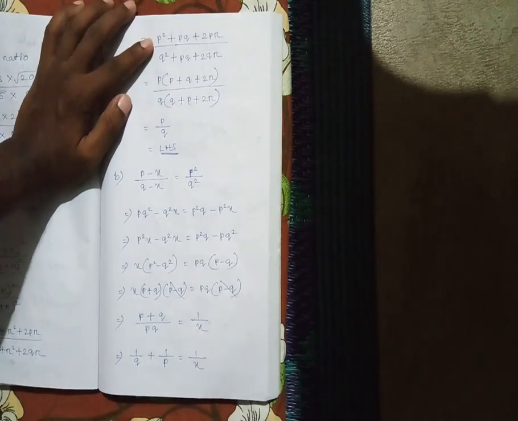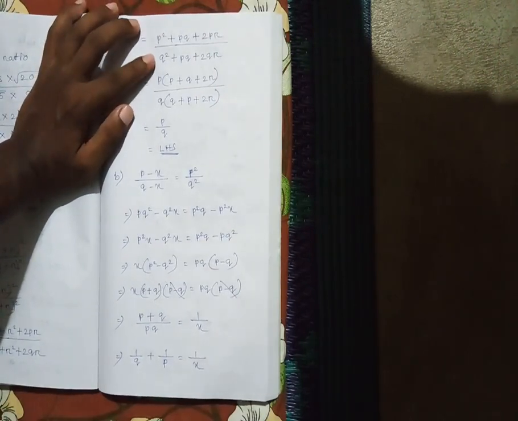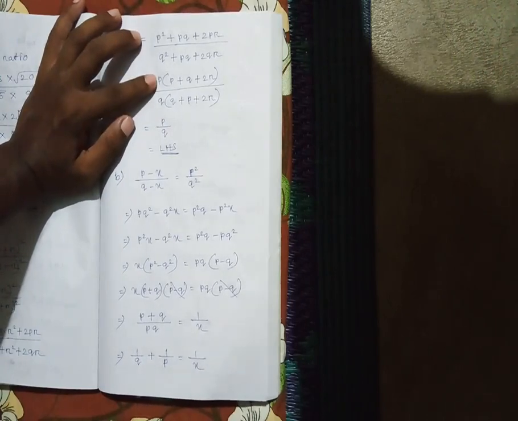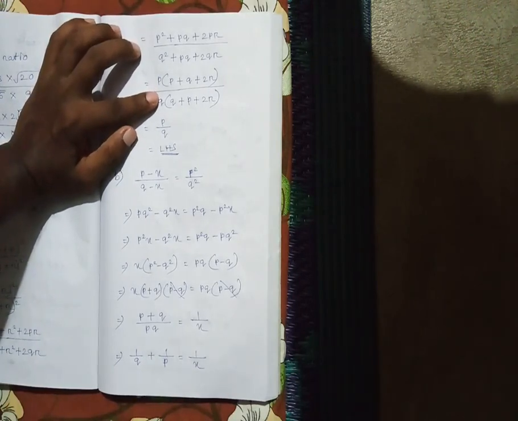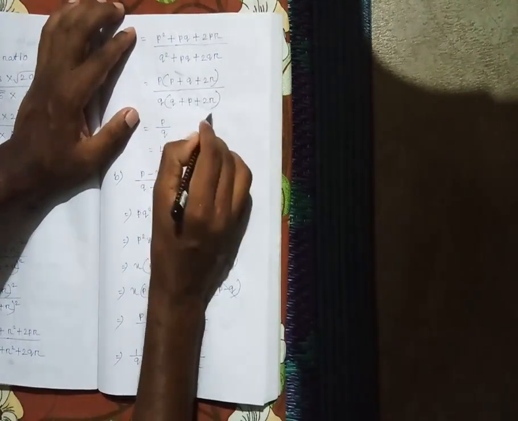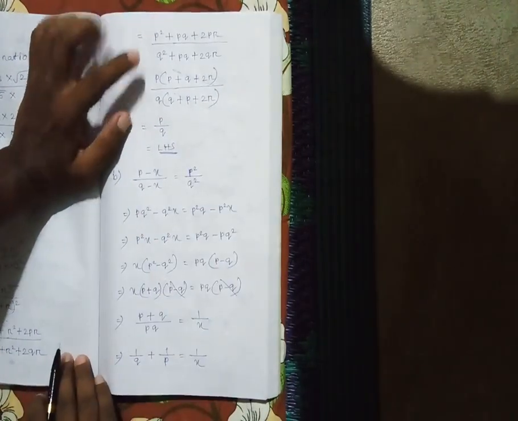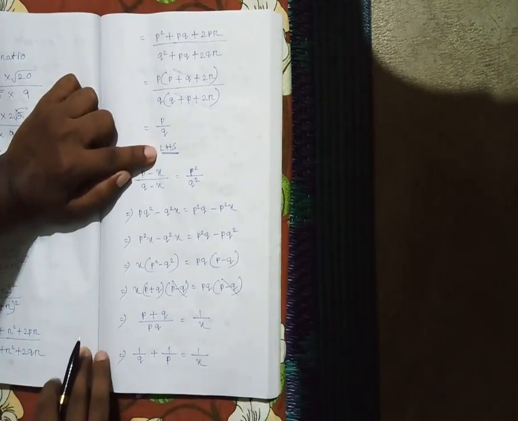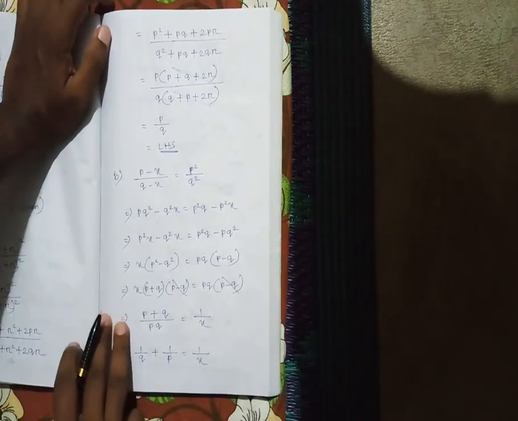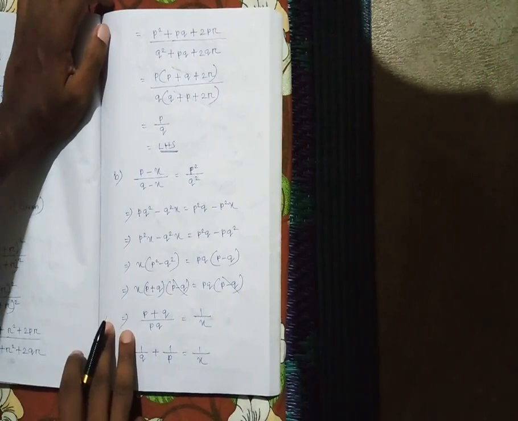Then from the numerator I can take p common, and from the denominator I can take q common. Remaining will be p plus q plus 2r in the numerator, and in the denominator again p plus q plus 2r. So these two can be cancelled. On cancelling we get p by q, which is the LHS. So hence proved. Now bit B.